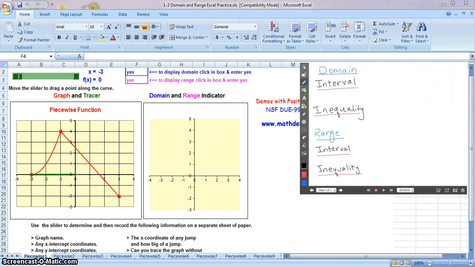Lesson 1.3, Domain and Range. We will be reviewing what domain is and what range is. We have 9 or maybe 10 piecewise functions we're going to be discussing, so let's start with this one.